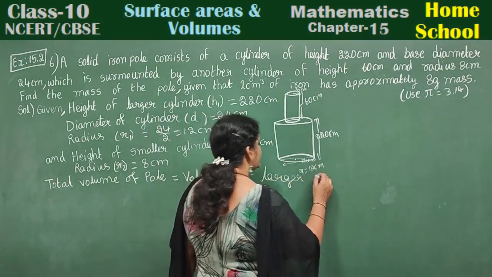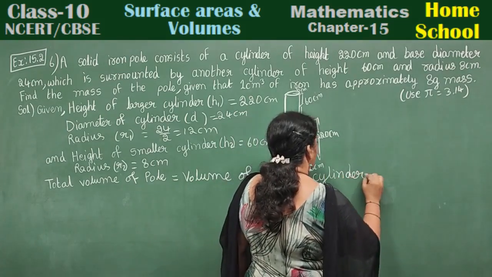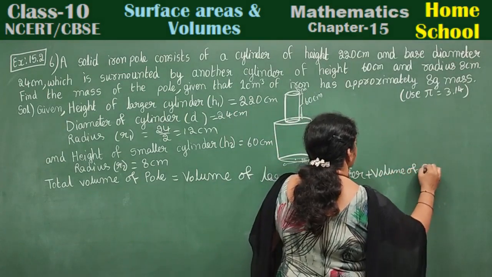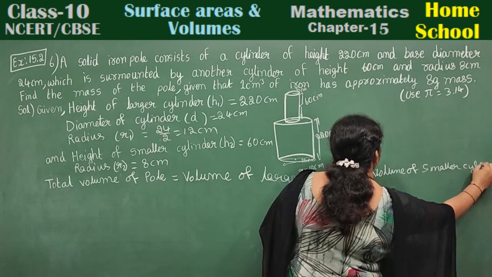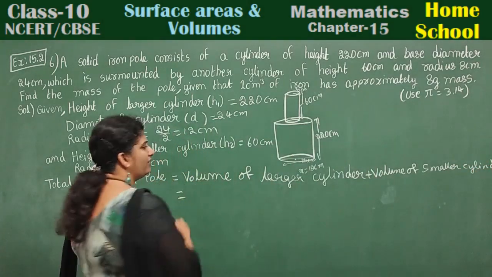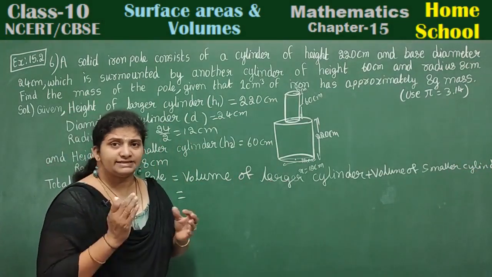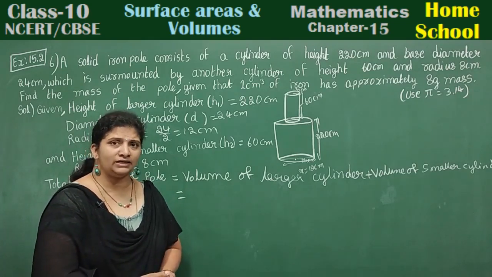Volume of larger cylinder plus volume of smaller cylinder. That will be, write the formulas. Volume of larger cylinder or smaller cylinder. Cylinder volume is the same, right? What is the volume of a cylinder?